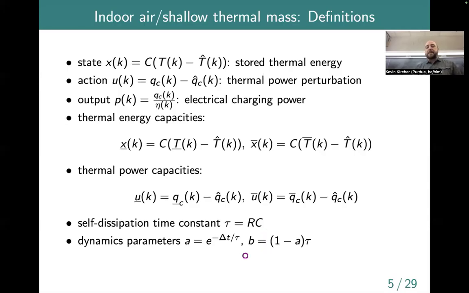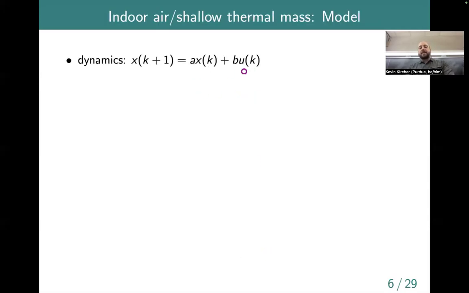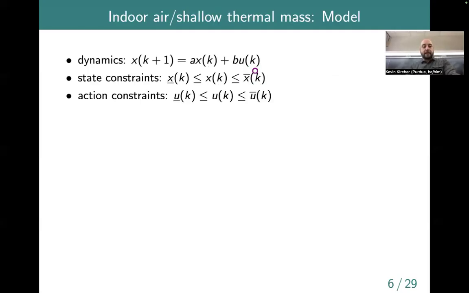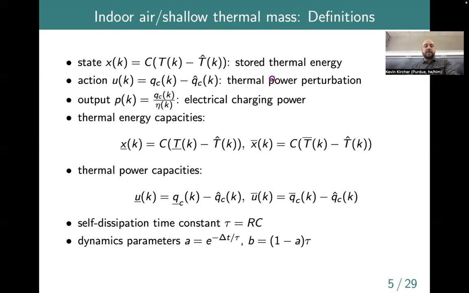And then we have our dynamics parameters that feed into our dynamics equation, and those look basically the same as they did for the electrochemical battery. We have state constraints that are in general time varying, because Tmin and Tmax, the lower and upper allowable temperatures, could vary with time. For example, they could vary with occupancy of the building. If nobody or very few people are in the building, you might have relatively loose bounds and allow a lot of temperature deviation. But if your building is fully occupied, you might have tighter constraints.